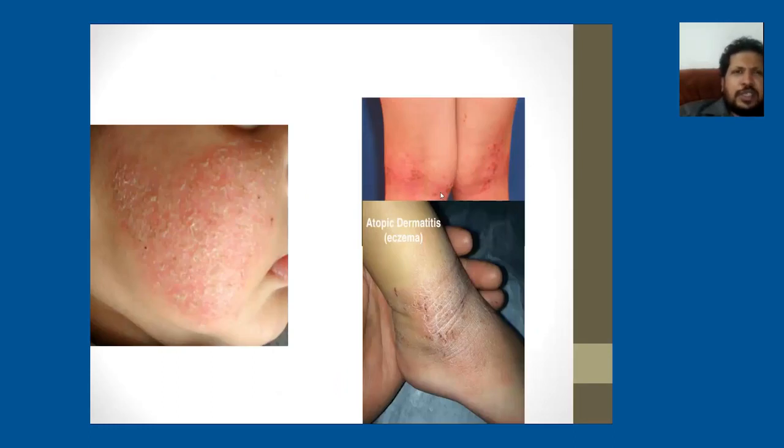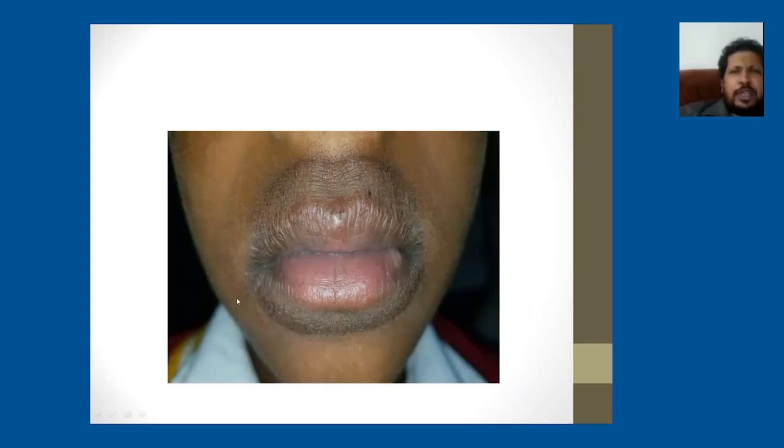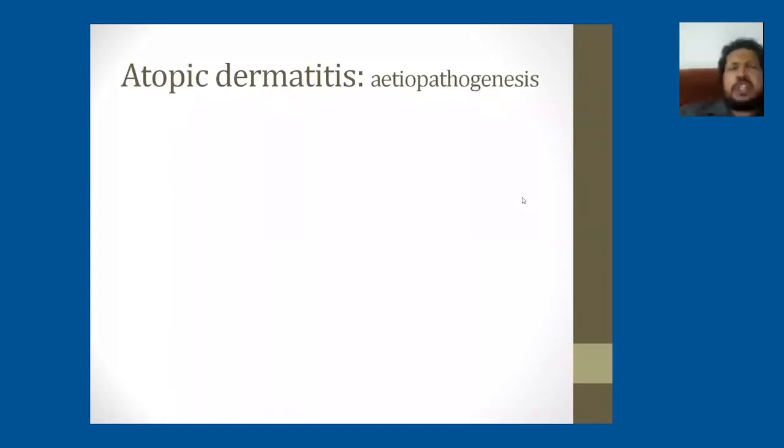So here are some more pictures. It's an ill-defined erythematous scaly rash. Here you can see some degree of lichenification on the extensor aspect of the ankle and flexural aspect of the knees. You can have perioral or periorbital involvement like in this patient. You can have it in a photosensitive distribution and so many different morphologies.